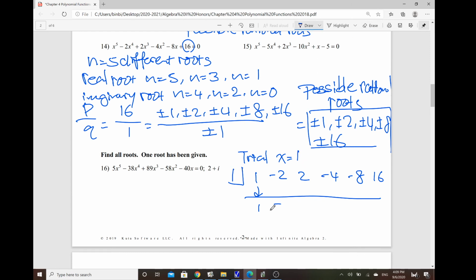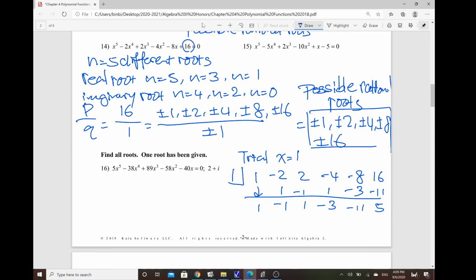So 1 times 1, so we do have 1, so negative 2 plus 1, negative 1, times 1, negative 1, 2 plus negative 1, then that would be 1. 1 times 1, 1 plus negative 4, negative 3, times 1, so negative 3. And then this one is negative 11. Again, it's not going to work. Negative 11 times 1, negative 11. So the remainder for this one is 5. Again, we need to end up with the remainder, which is what? 0.